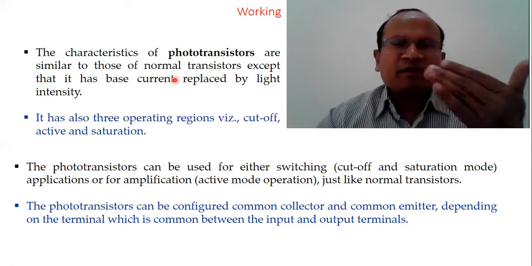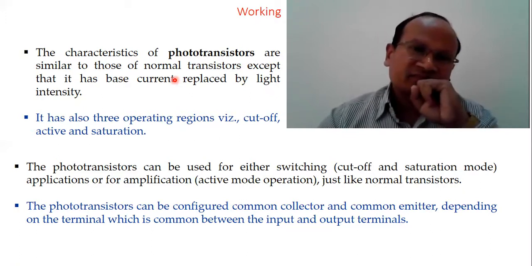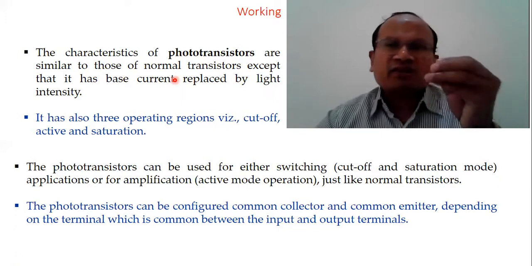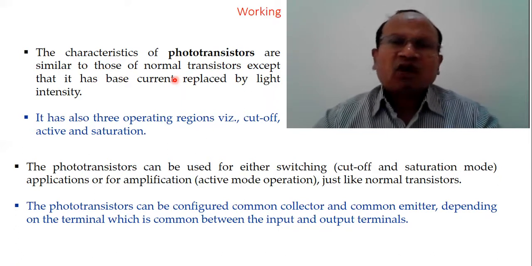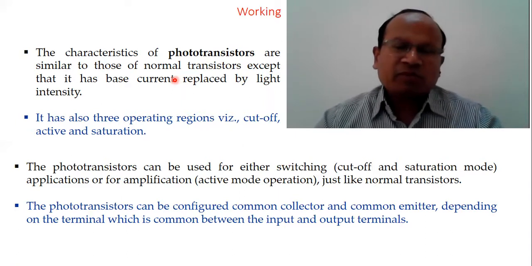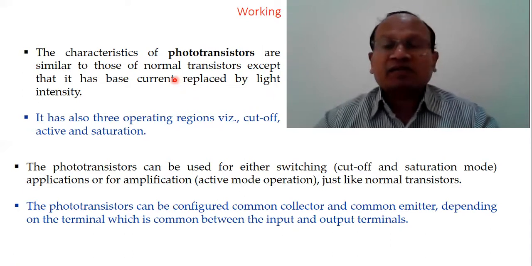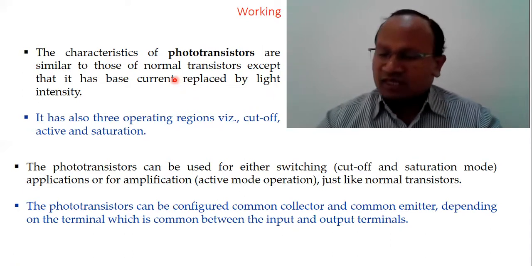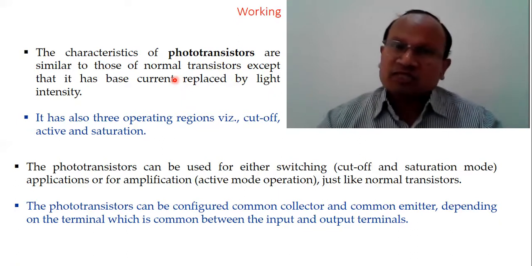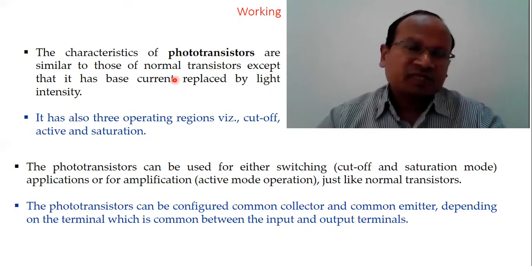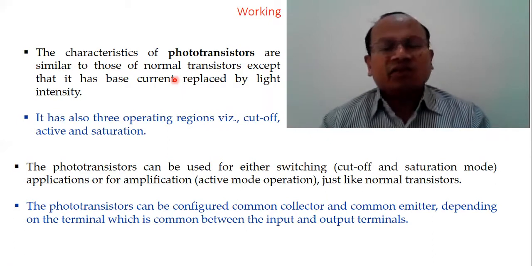It means the third parameter involved in the characteristic is the base current. Here, base current is not directly in the picture. What is directly in the picture is optical power. How much optical power is there? Accordingly, the collector current will be determined. So the characteristic is almost similar, the plot is almost similar, except the base current in the characteristic is replaced by the optical power.